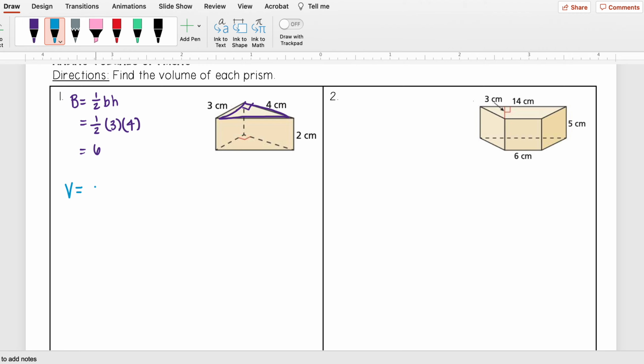Now that I've found the area of the base, I'm ready to find the volume. So I know my volume is the area of my base times the height. Well, the area of the base we just found to be 6, and my height is what's connecting my two bases. So here's my second base. That means my height here is equal to 2. So my volume is going to be equal to 12 centimeters cubed.